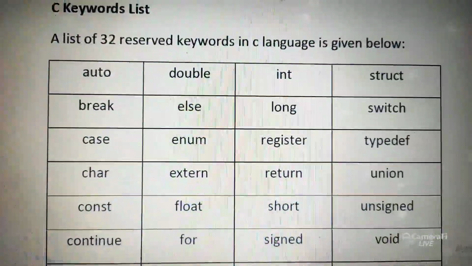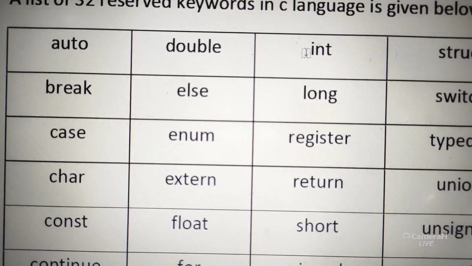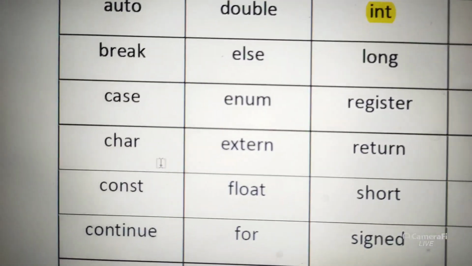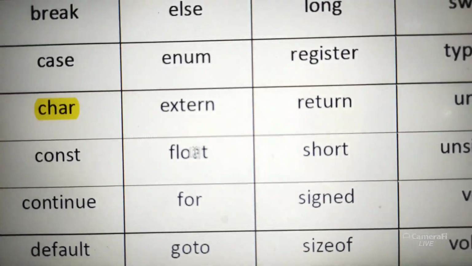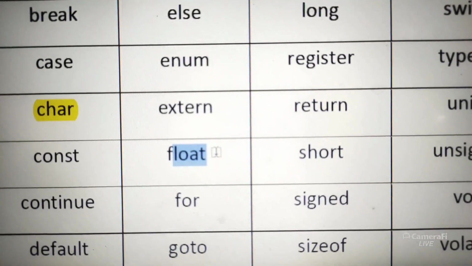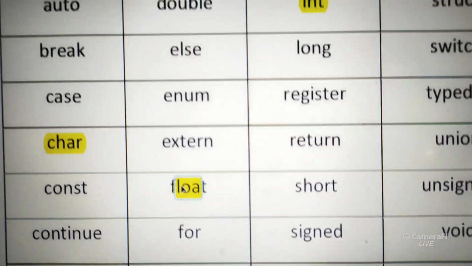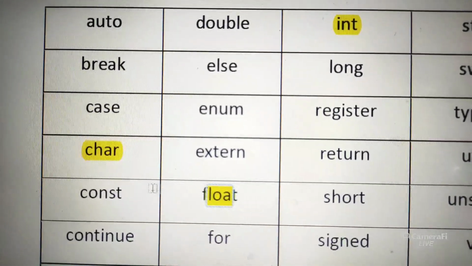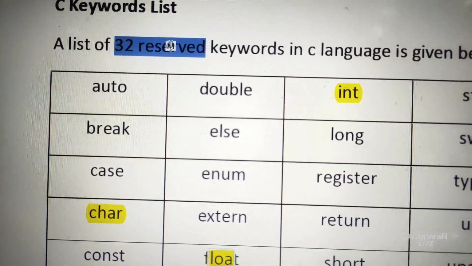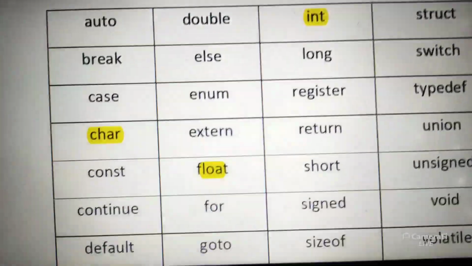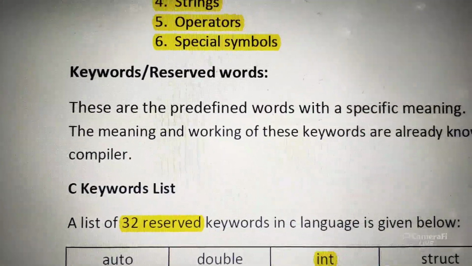Keywords. Before going to keywords, let us see: so far we discussed int. Int is there, yes sir. Char is there, yes sir. In certain examples of C rules, we used the float keyword. Float is there? Yes, float. Not only int, float and char, there are 32 reserved words in C language. How many? 32 keywords are there, which are predefined for the compiler and the programmer.